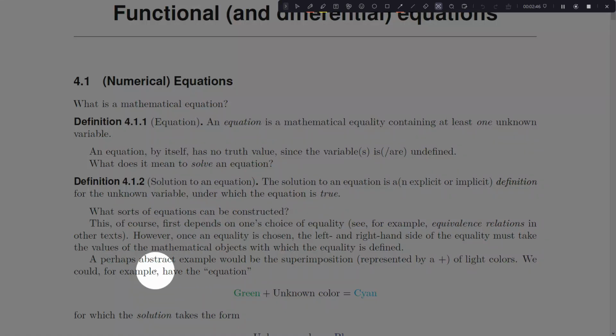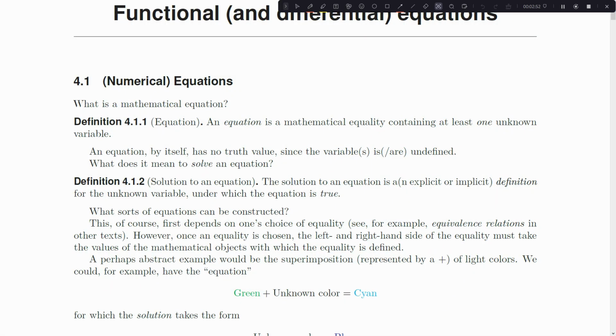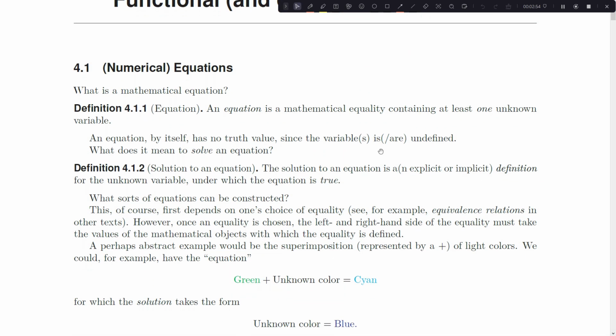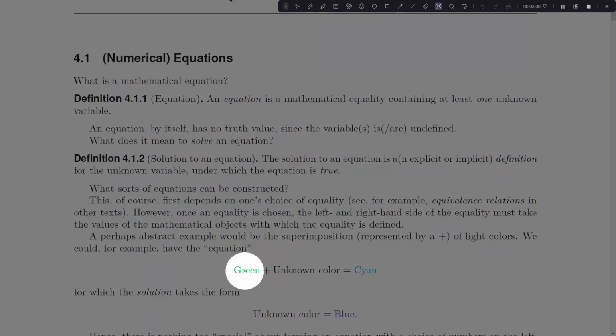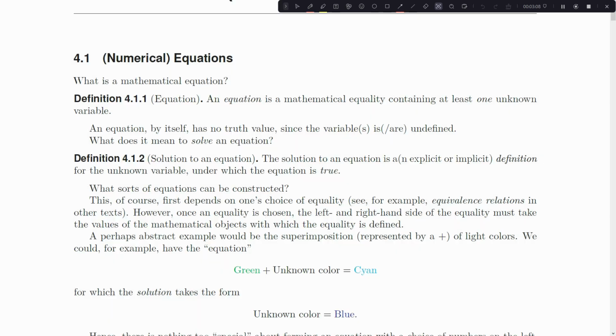Here's an abstract example. Let's consider the superimposition, represented by a plus sign, of colors of light. I start with the equation where I say green plus an unknown color is cyan. And if I just consider this as a statement, green plus an unknown color is cyan, is that true or false? Nobody's going to be able to tell me because they don't know what the unknown color is. It's simply a statement.